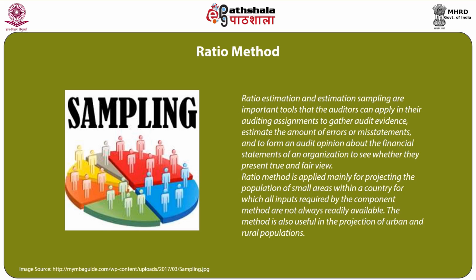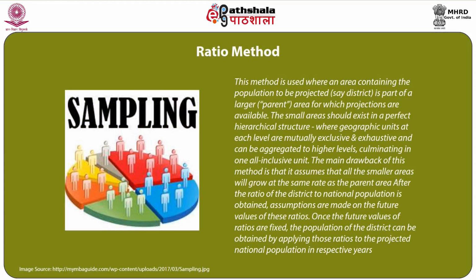Ratio method is applied mainly for projecting the population of small areas within a country for which all inputs required by the component method are not always readily available. The method is also useful in the projection of urban and rural populations. This method is used where an area containing the population to be projected, say a district, is part of a larger or parental area for which projections are available.